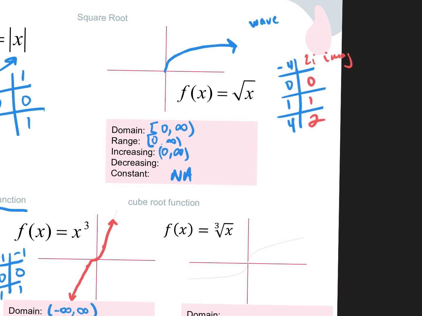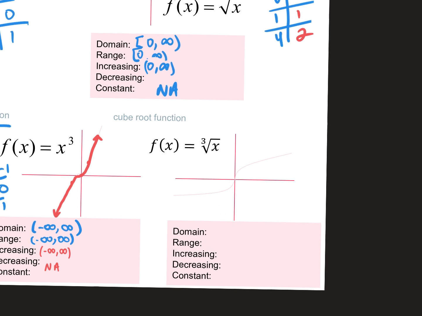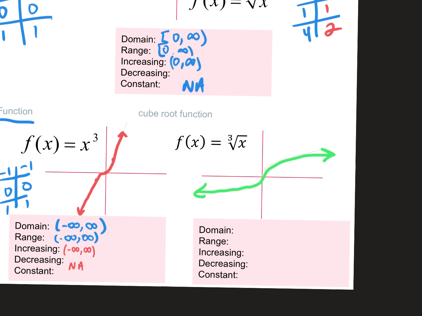All right, now let's look at the cube root function. Why do you think this one's called the cube root function? Because it's underneath the cube root. Now, how does green compare to red? It's like sideways, right? One's vertical, one's horizontal.